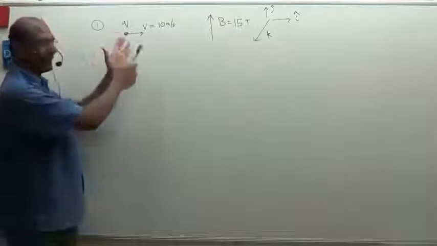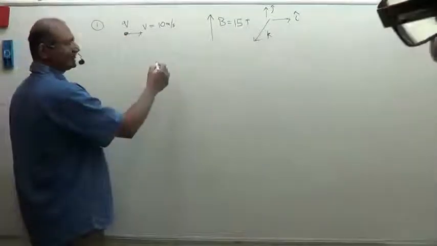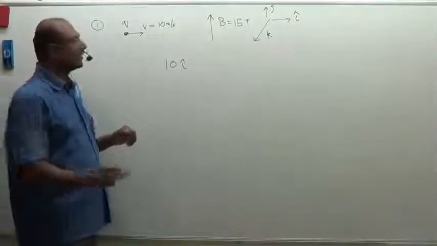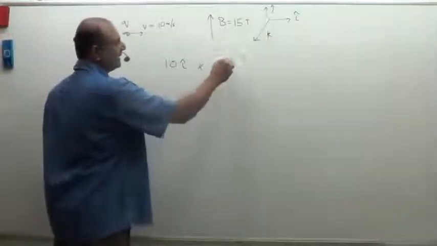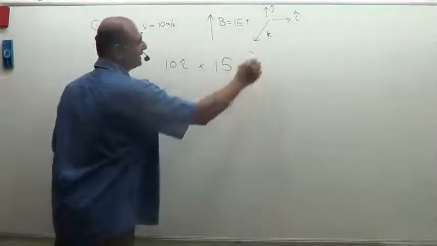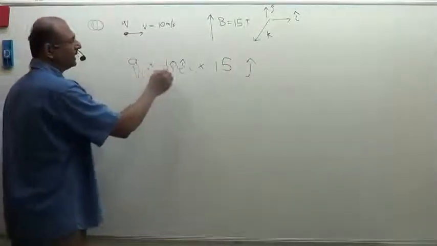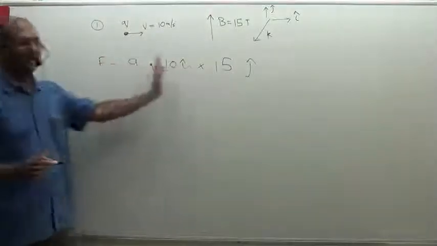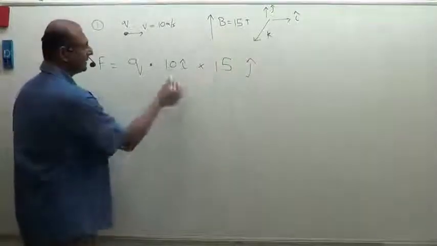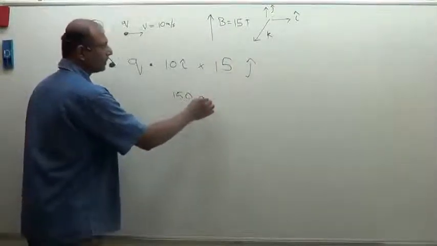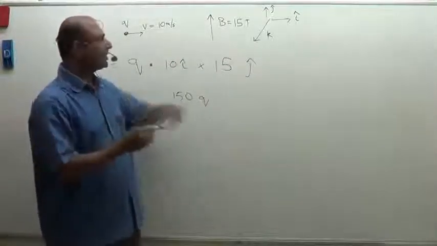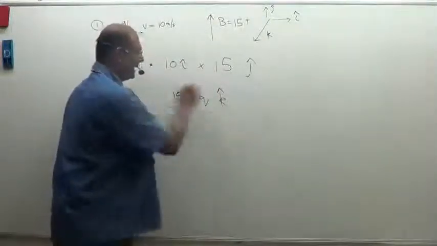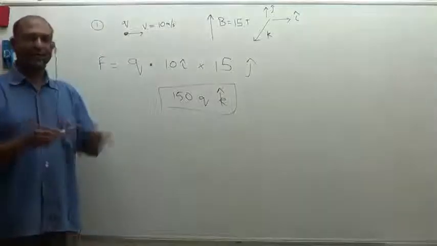K. Okay. So one way of doing this would be to say V is 10 I cap because it's in that direction, cross B, which is 15 Tesla in the J cap direction. So the force is Q V cross B, I can write it down like a formula, and this answer must be 150 Q I cross J. And we just saw that I cross J is going to be K. So yes, you are right. The answer is 150 Q K cap.